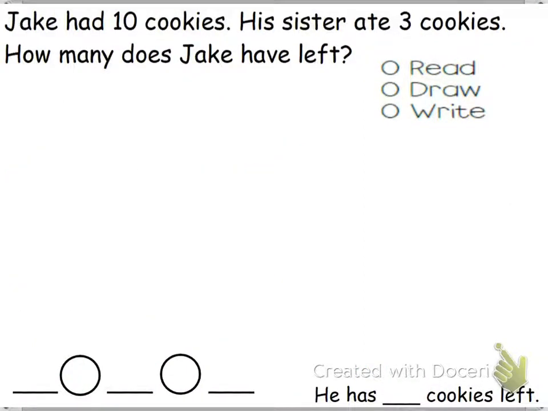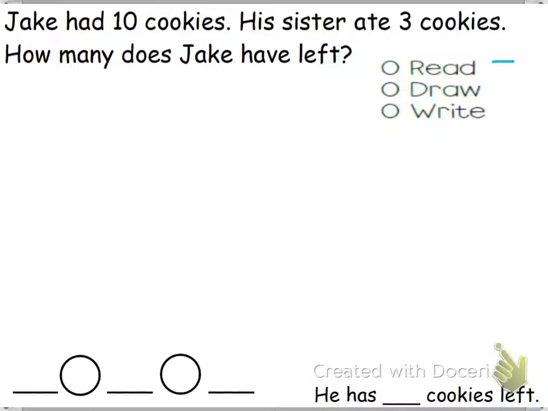Now, moving on. This next one says Jake had 10 cookies. His sister ate 3 cookies. How many does Jake have left? So let's talk about what do we notice. Well, we know he had 10. His sister ate 3. So what does that mean that we're doing? Had 10, sister ate 3. Oh, sister ate 3 of them. That means we're subtracting.